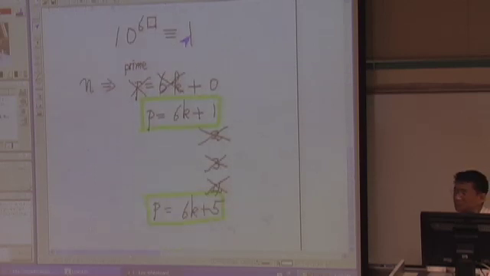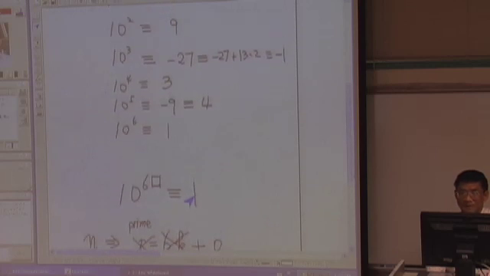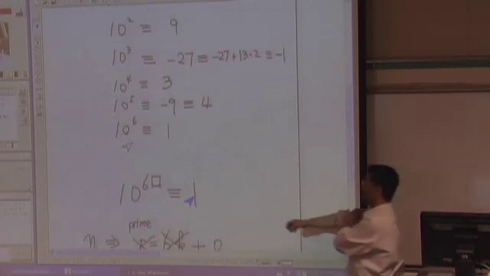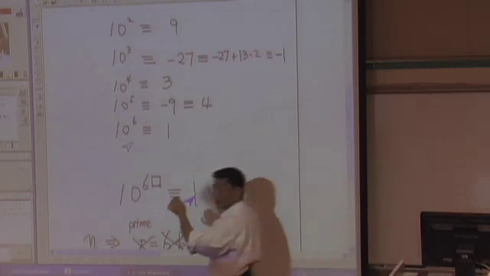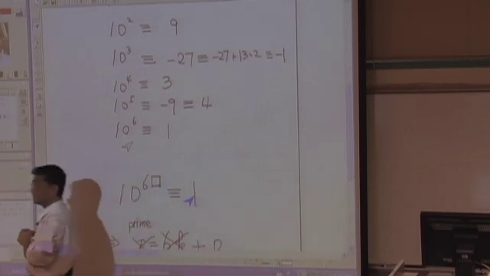Can you go back up? Yeah. So 10 to the power of 6 is 1, and then once it is 1, we can return back to 1 all the time and then continue.